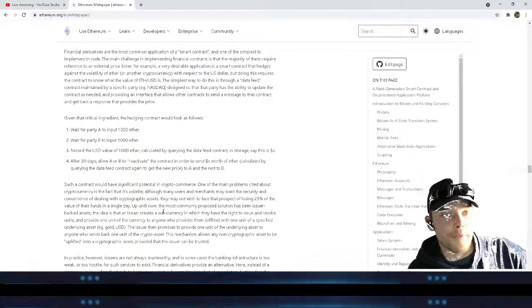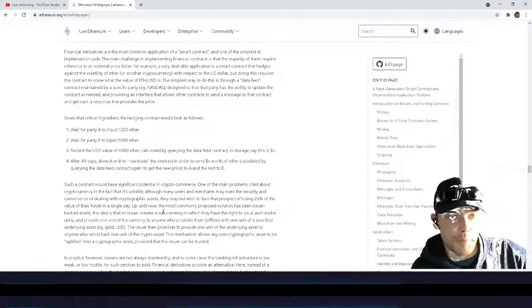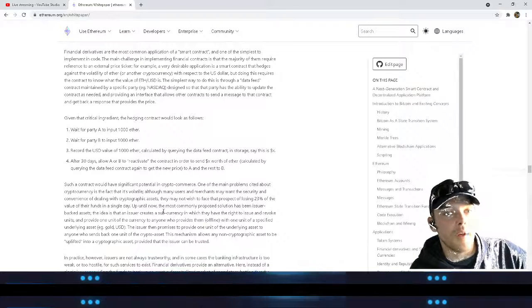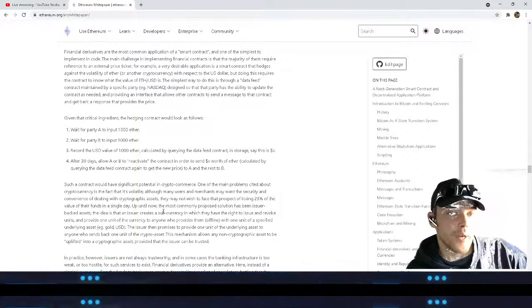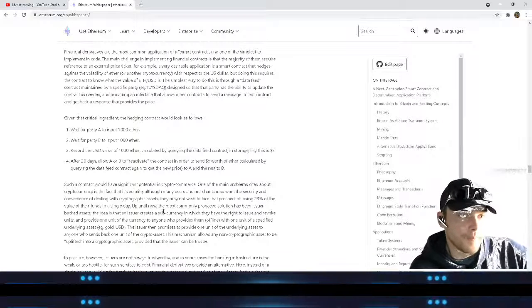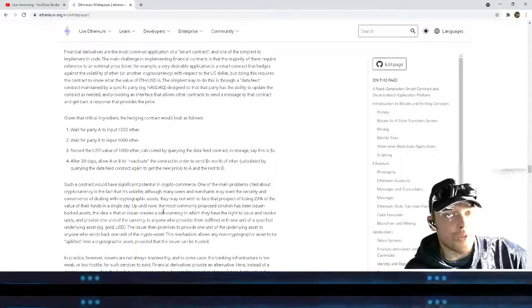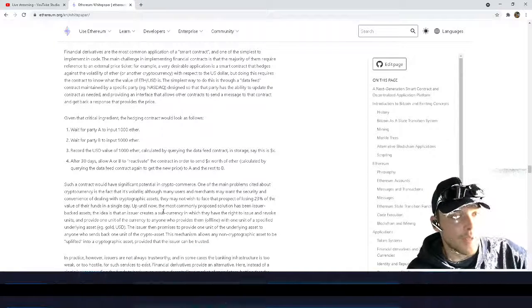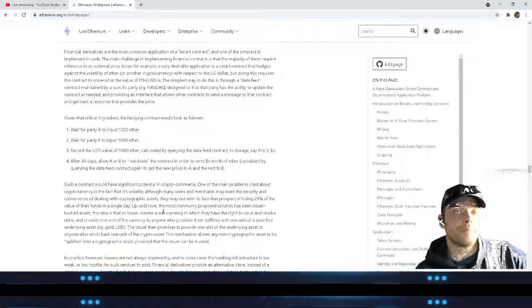Number 1, wait for party A to input 1000 Ether. Number 2, wait for party B to input 1000 Ether. Number 3, record the USD value of 1000 Ether calculated by querying the data feed contract in storage. Say this is $X. Number 4, after 30 days, allow A or B to reactivate the contract in order to send $X worth of Ether, calculated by querying the data feed contract again to get the new price, to A and the rest to B.